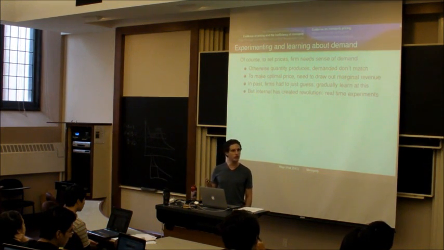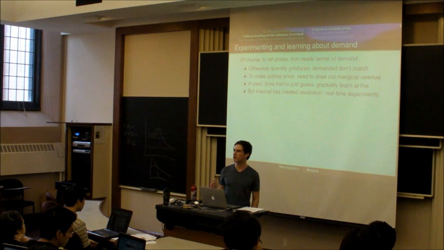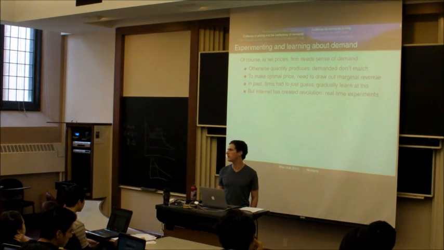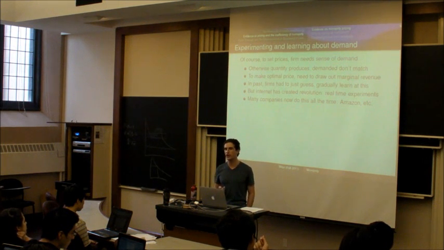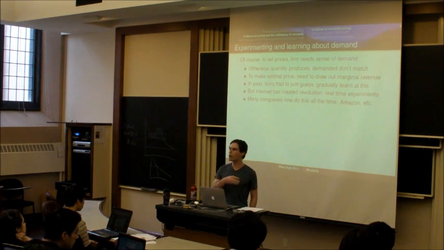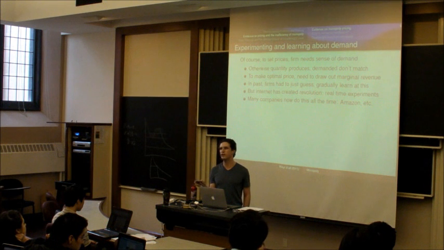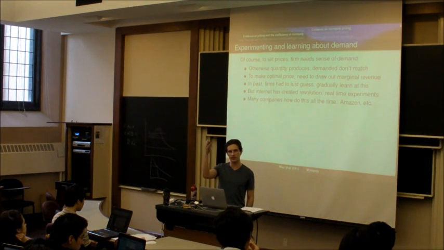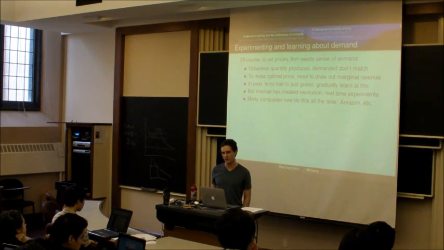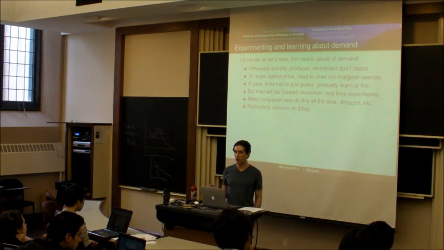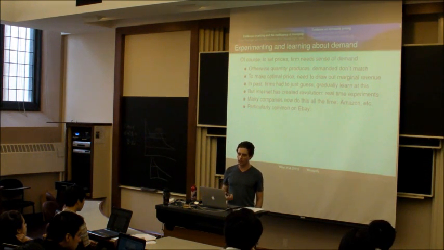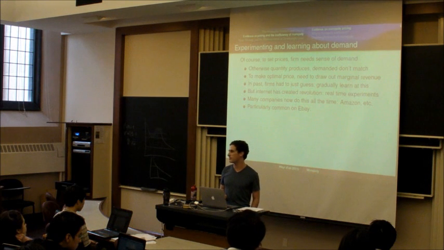So on the internet, you can very easily try charging different prices to different people, and you can really figure out a lot about what demand curves look like. And many companies do this all the time. So Amazon, almost every time you go onto Amazon, it's like trying a different price to see whether you'll buy or not. And probably the most common platform for experimentation like this is eBay.